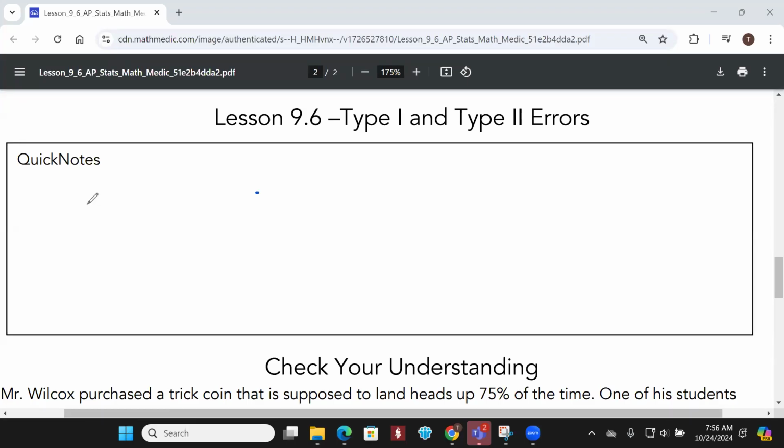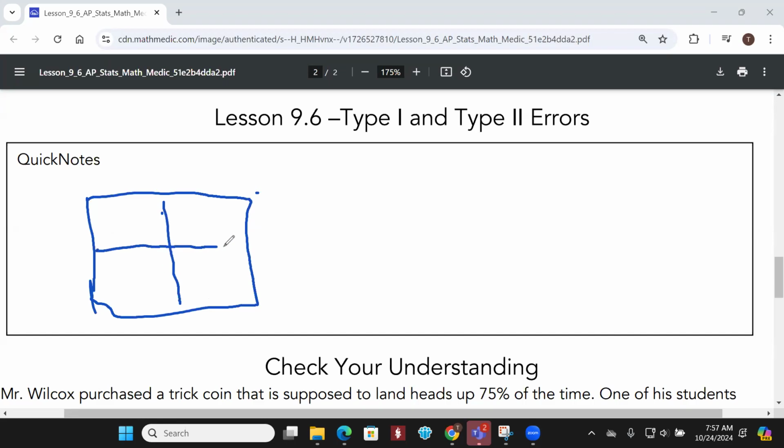All right. So you're going to draw this cute little box. Oh, I need a bigger box. Okay. My awesome box of doom. Look at that. Boom. Okay. So truth, and here is decision.